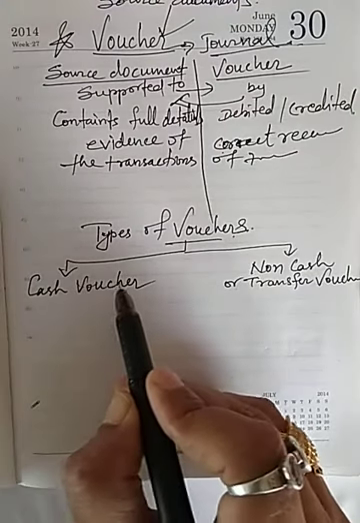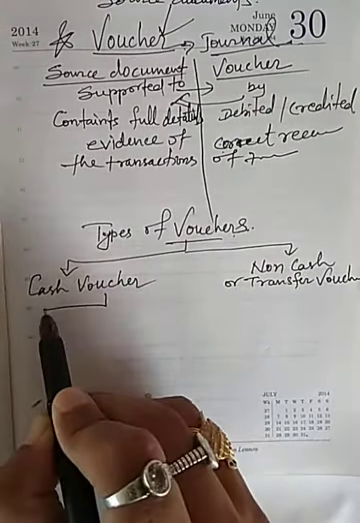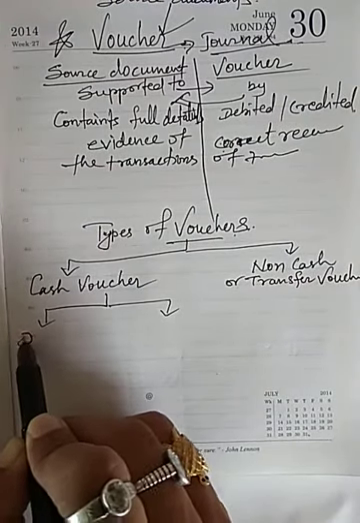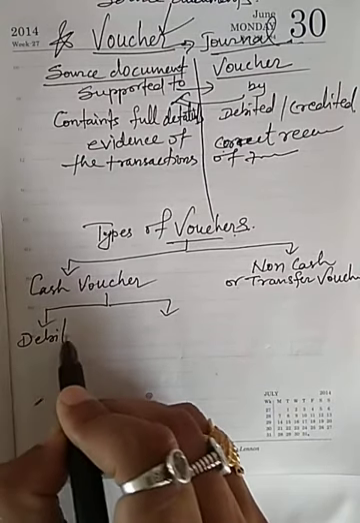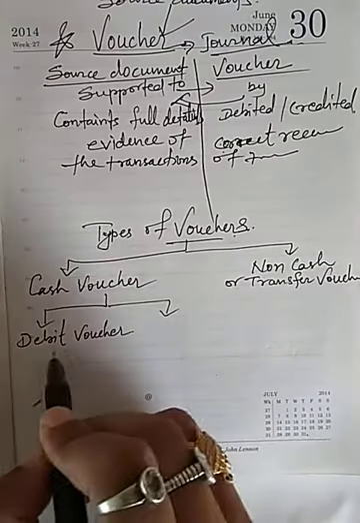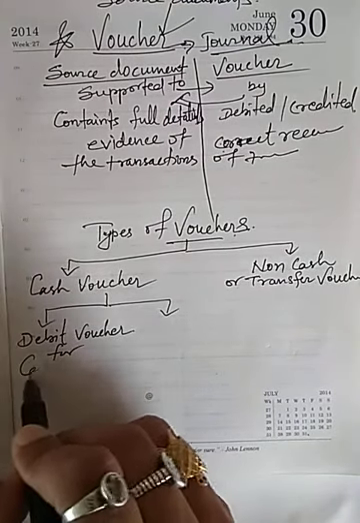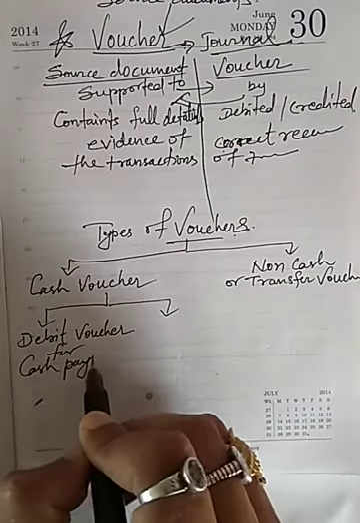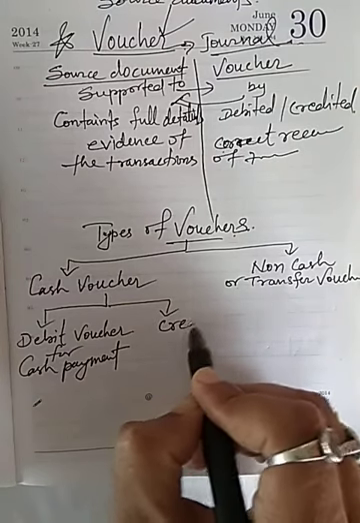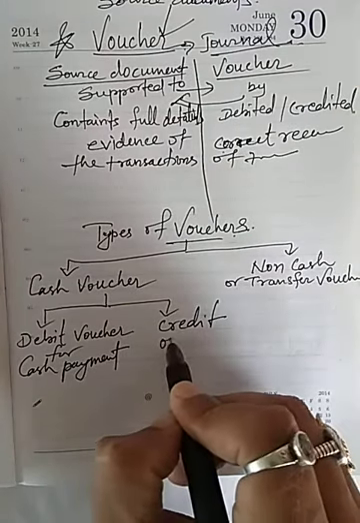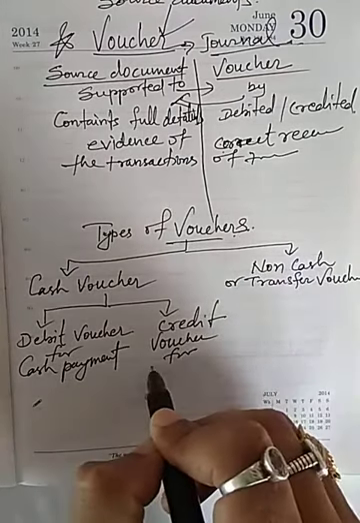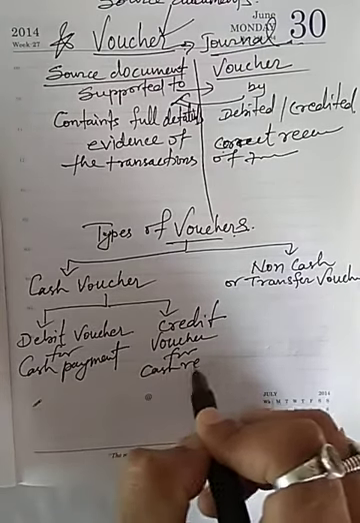Cash vouchers are also of two types. First is the debit voucher, for cash payment, and second is the credit voucher, for cash receipt.